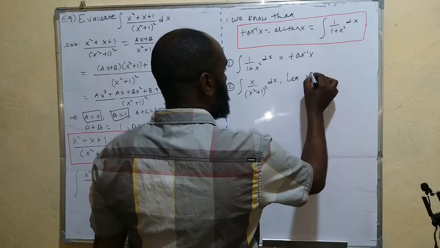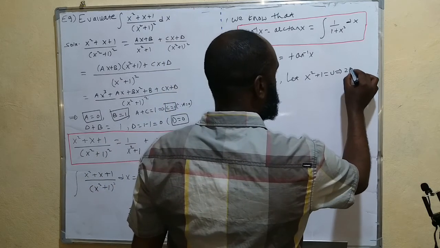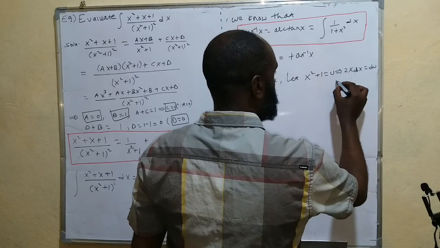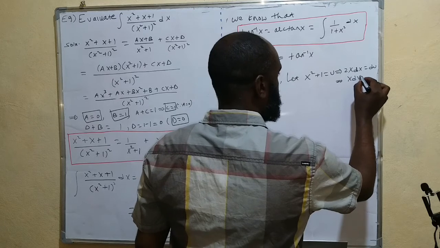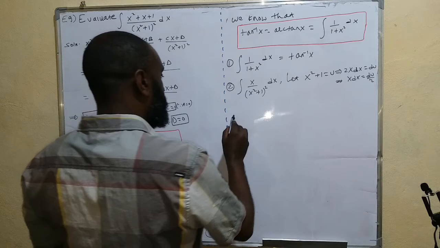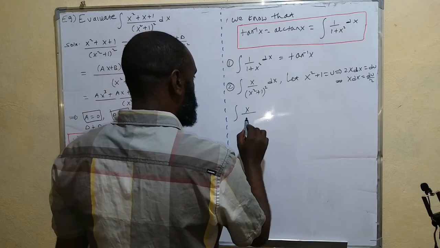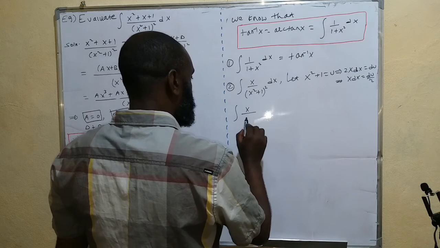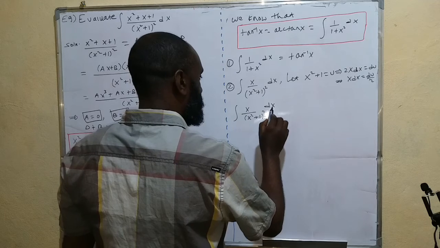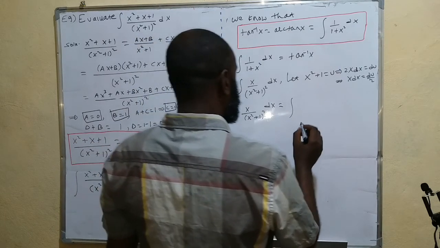Let x squared plus 1 be u, as usual derivative. We get 2x dx is equal to du. This implies x dx is du over 2. Therefore, write it x over x squared plus 1 the whole square dx. Therefore, x dx is how much? du over 2.